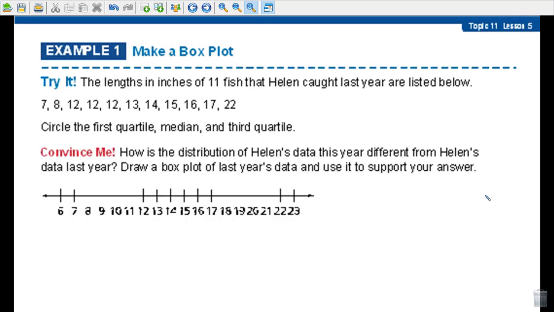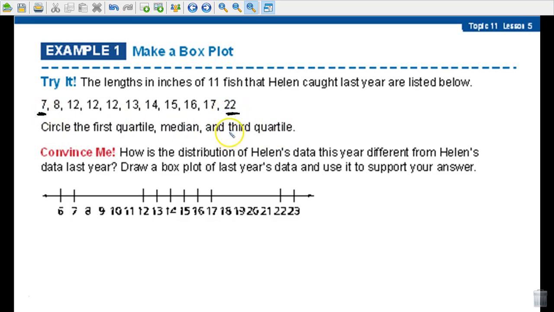Let's move on. The lengths in inches of 11 fish that Helen caught last year are listed below. Go ahead and pause. It asks us to circle the first quartile, the median, and the third quartile. I'm going to underline the least value and the greatest value because that's pretty obvious. It is already in number order. So I've got 7 as the least value, 22 as the greatest value.